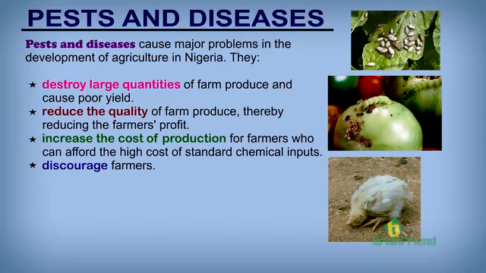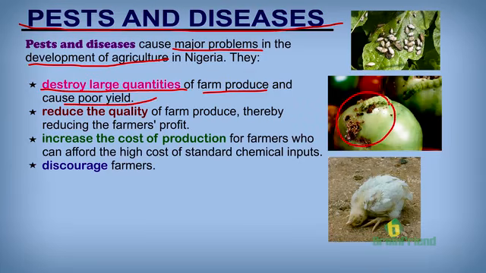Another problem common in Nigeria's agricultural sector is the problem of pests and diseases. This is a very serious problem because pests and diseases damage crops. They cause major problems in the development of agriculture. Pests and diseases carry out the following. They destroy large quantities of farm produce and they cause poor farm yield. They also reduce the quality of farm products.